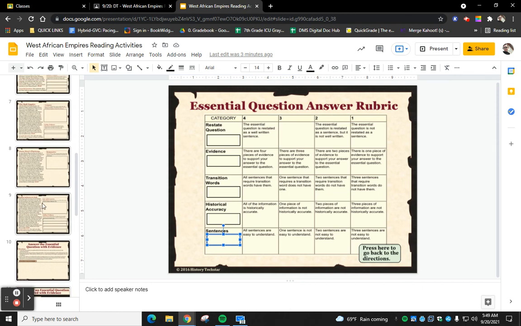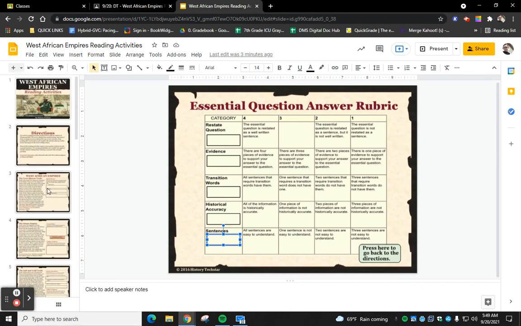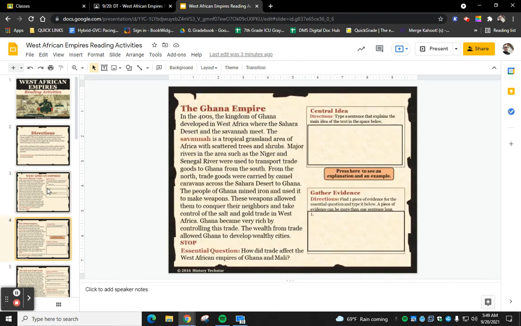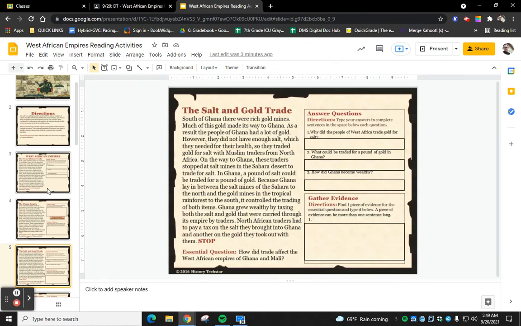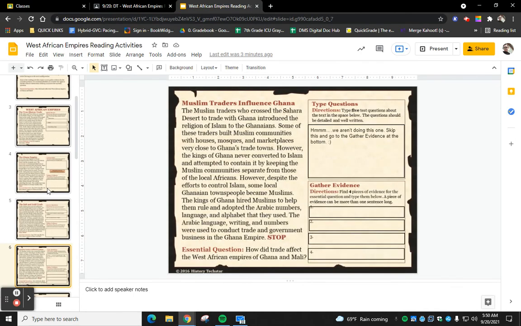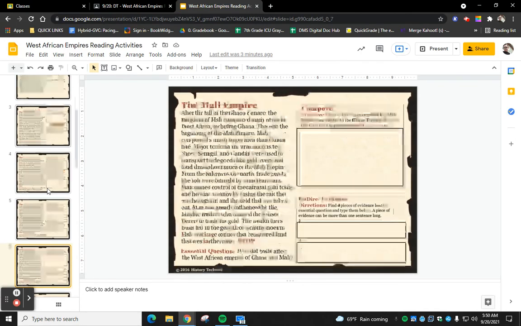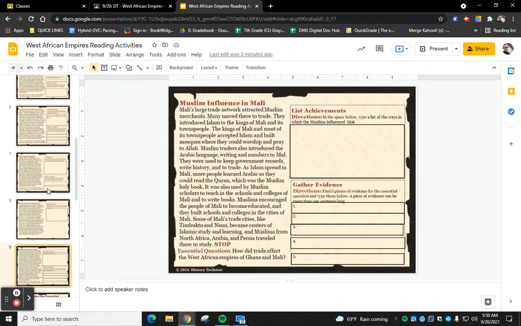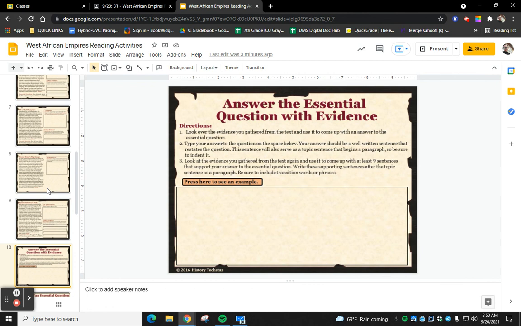And then the other points are coming from these slides. So you'll get a point for having this slide completed properly. A point for this slide. A point for this slide. A point for the gather evidence on this slide because we're not typing questions. A point for this slide. A point for this slide. And a point for this slide. And then the 20 goes along with this paragraph.